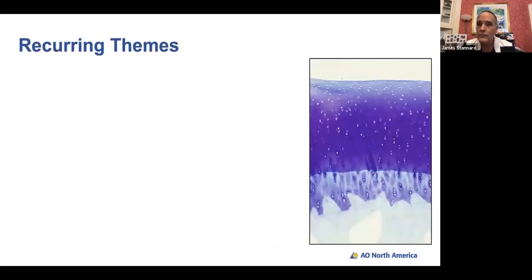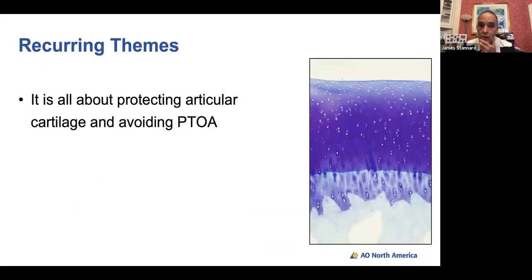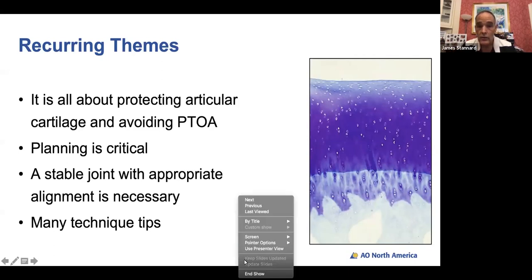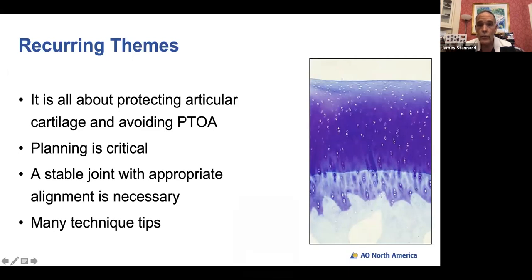The recurring themes you saw during all 4 talks were that the cartilage is very important, and it's all about protecting that articular cartilage and avoiding post-traumatic osteoarthritis. Planning is critical. A stable joint with appropriate alignment is absolutely necessary, and there are many technical tips that you can learn in all 4 of these areas. So that's a quick run through what we did.